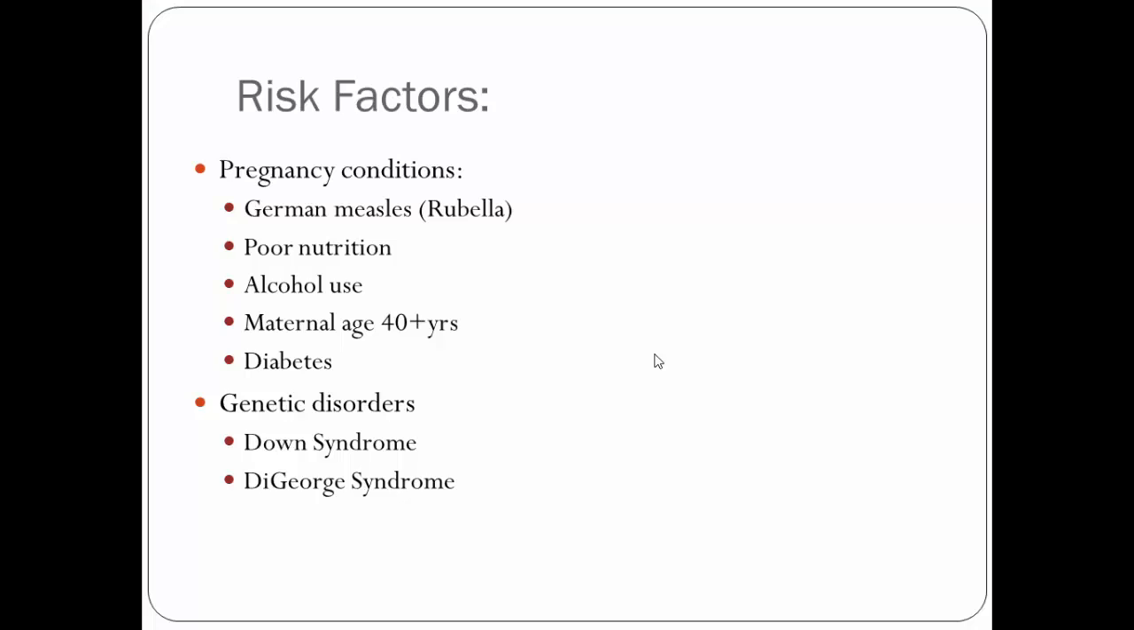The cause of Tetralogy of Fallot is unknown. However, there are some risk factors during pregnancy that cause higher incidence of TOF. They include maternal rubella, poor prenatal nutrition, maternal alcohol use, maternal age older than 40 years, diabetes. Also, children with Down syndrome or DiGeorge syndrome have a higher incidence of TOF.